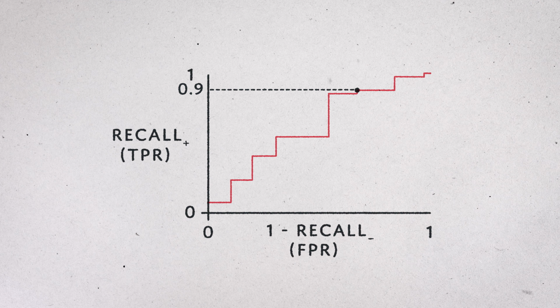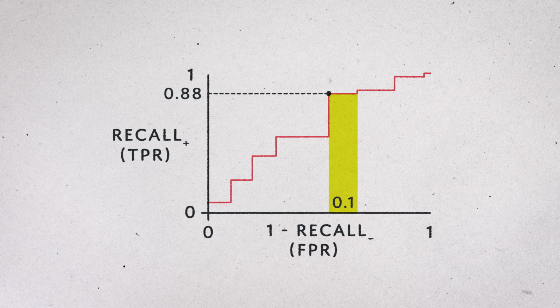But when we look at the ROC curve more closely, we notice something interesting. If we step to the left along the curve to a positive recall of 0.88, the negative recall increases by 0.1. So now we have a real question to ask ourselves. Is that extra 0.02 in positive recall worth the 0.1 decrease in negative recall? The ROC curve doesn't answer that question for us, but it makes the trade-off visible. It tells us what we gain and what we give up.